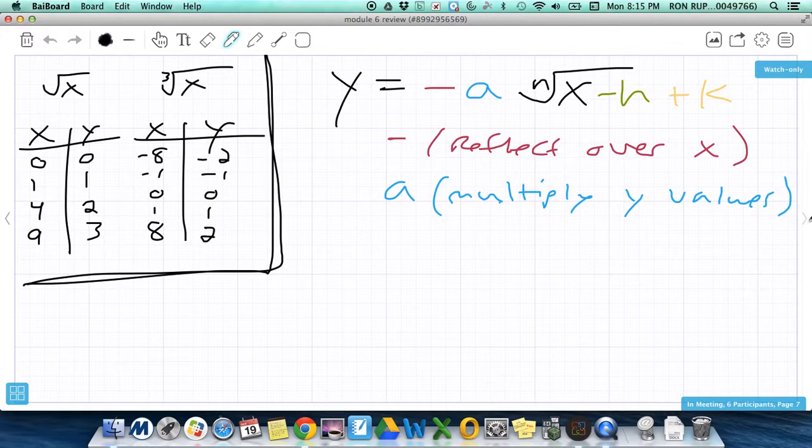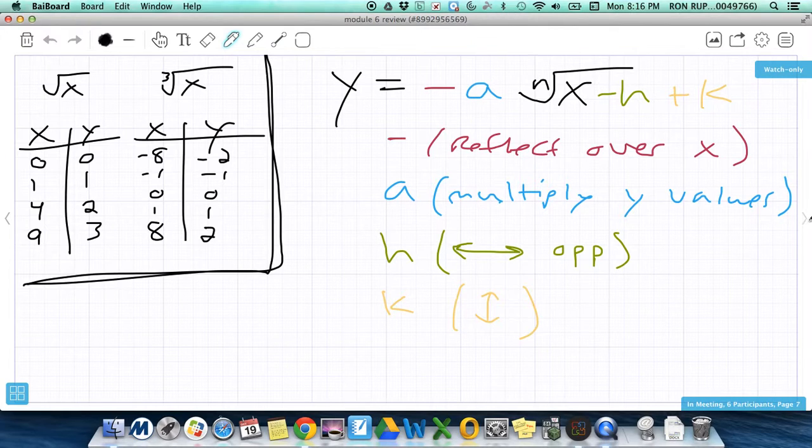Your h value is going to be left and right movements and its opposite. Your k values are going to be up and down movements and they are not opposite. And so all that means is if you have a negative number, you're going to change all your signs on your y value. So 0 wouldn't change, 1 would be -1, 2 would be -2, 3 would be -3. Or if it was a cube root, -2 would become 2, -1 would become 1, 0 would stay 0, 1 would become -1, and 2 would become -2. If you have an a value, so a number here, you're just going to multiply all your y values in your table by that number. And you always multiply first.